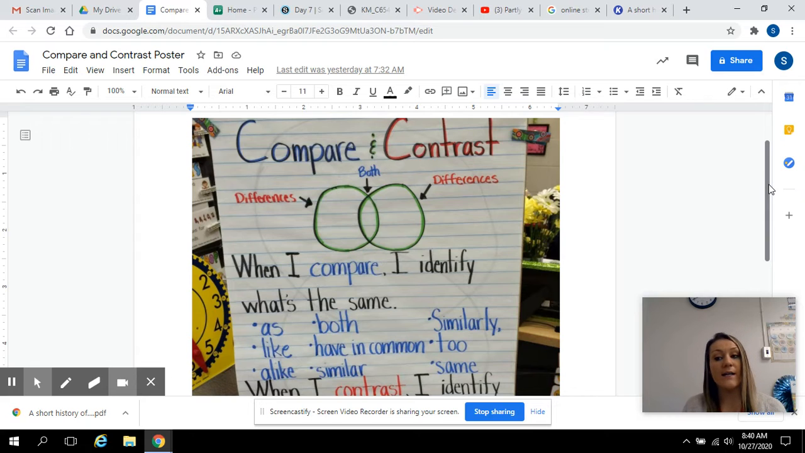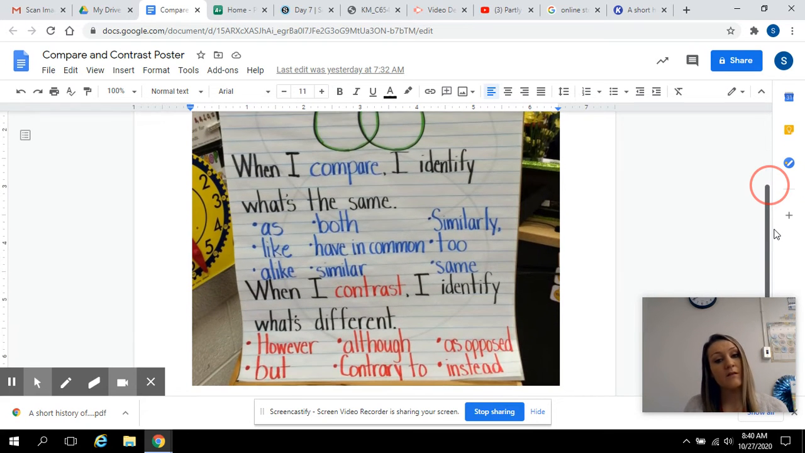So when I compare, I identify what's the same. So when you're comparing, how are they alike? What's the same about them? And then here are some words that you might use or see when people are comparing something.